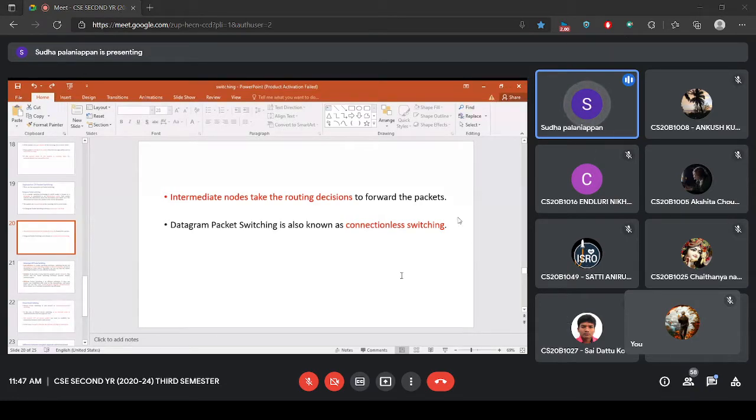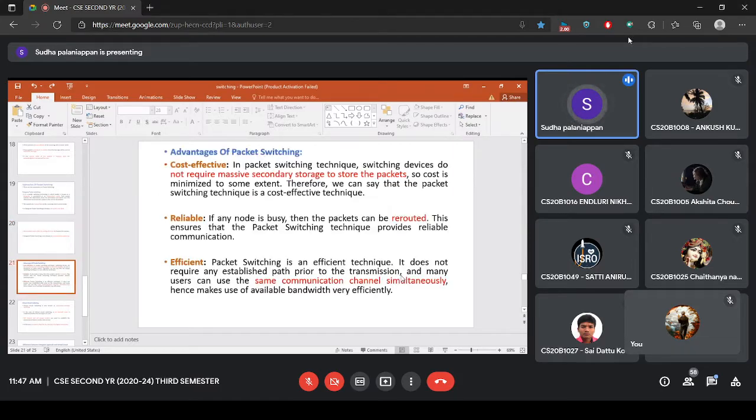On the receiving node, all the packets will be reassembled. Here in datagram, all the packets will be reassembled to get the message in the proper order, right? And what about virtual circuit? These are the advantages of having a packet switching network.